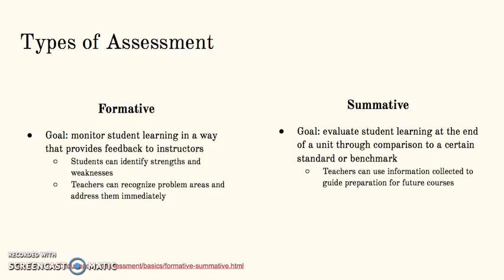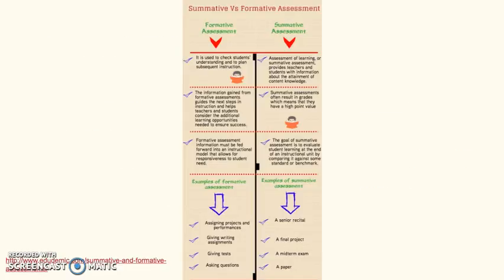The next type of assessment is summative. The goal of this type is to evaluate student learning at the end of a unit through comparison of certain objectives set. This can be conducted through a variety of methods, including testing, projects, speeches, etc. The information teachers collect from these assessments can be used to guide preparation for future courses as well as make immediate adjustments as needed. This picture depicts the same information we just discussed, but is more of a visual aid for you guys.